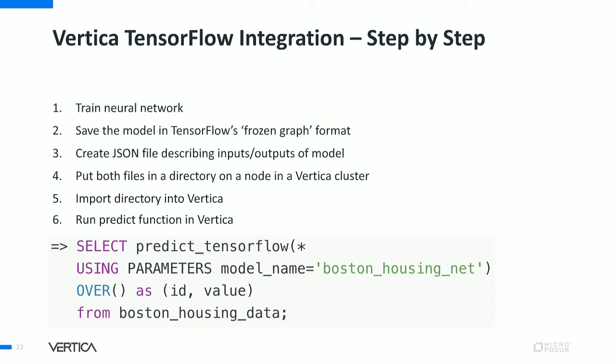in order to predict, you run this brand new predict TensorFlow function. So in this case, we're predicting on everything from the input table, which is what the star means. The model name is Boston Housing Net, which is the name of your directory. And then there's a little bit of boilerplate, and the two, ID and value, after the AS are just the names of the columns of your outputs. And finally, the Boston housing data is whatever SQL table you want to predict on that fits the input type of your network. And this will output a bunch of predictions, in this case, values of houses that the network thinks are appropriate for all the input data.